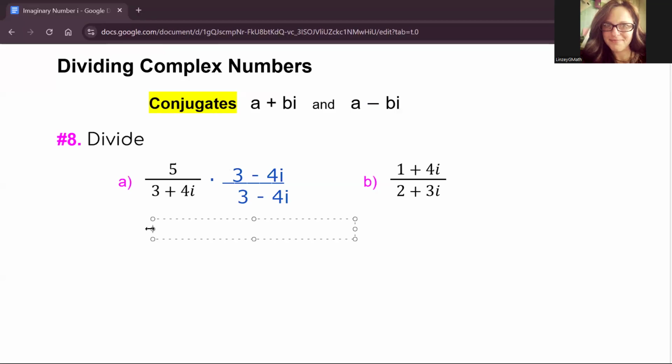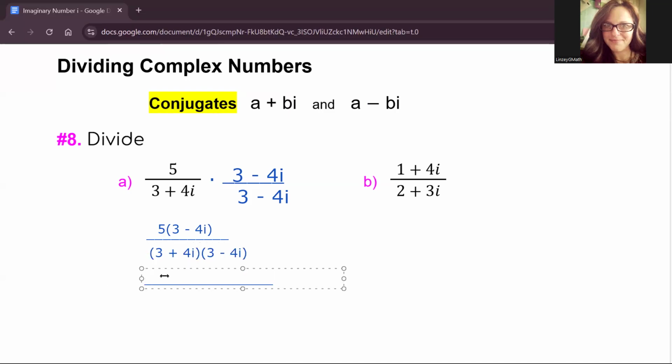And then we will multiply the top. I'll leave that undistributed. The bottom, however, I will FOIL. So 3 plus 4i times 3 minus 4i. And then we'll go ahead and FOIL the bottom. On the bottom, 3 times 3 is 9. 3 times negative 4i is minus 12i, and then plus 12i, and then minus 16 times i squared.